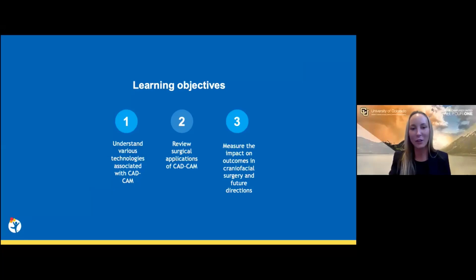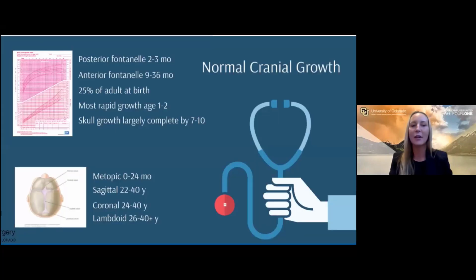I have no relevant disclosures. Today we are going to look at computer-assisted planning and understand the various types of technologies associated with it, review surgical applications largely related to craniofacial disorders and craniosynostosis and cleft in particular, and then measure the impact on the outcomes in craniofacial surgery and look at some future directions.